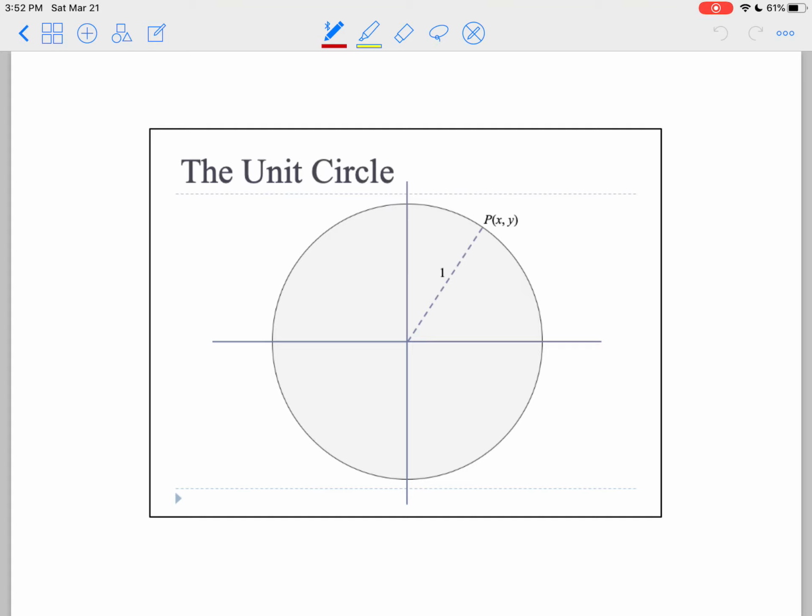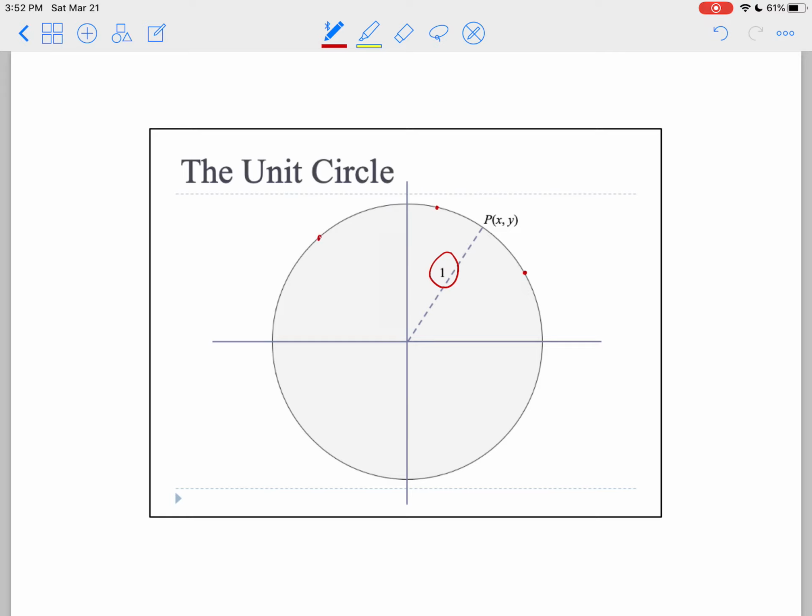Again, I didn't come up with this notation. This is just the notation as it is. Here you can see a picture of a unit circle. A unit circle is just a circle that has a radius of 1, okay? And it turns out that there's a lot of times where we want to know where we are around the edge of this circle.